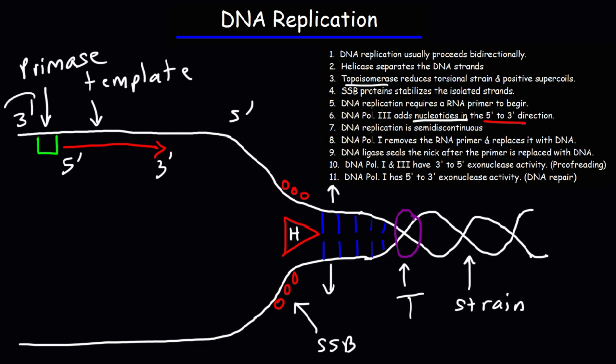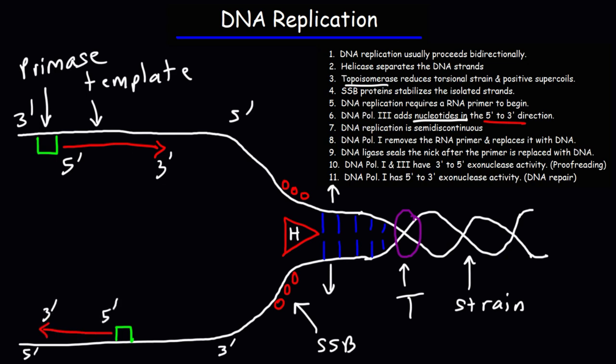So the first template strand on top runs in a 3 to 5 direction, which means the template strand on the bottom runs in the 5 to 3 direction. DNA polymerase III only adds nucleotides in the 5 to 3 direction. So once a primer is added to this strand, DNA polymerase III is going to work in this direction, that is, in the 5 to 3 direction.